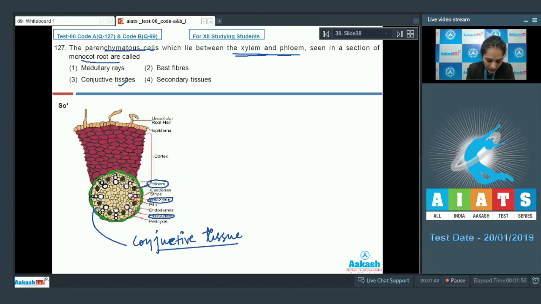So this is correct. Medullary rays, no. In stem, the parenchymatous cells present between two vascular bundles are called the medullary rays. So this option is ruled out. Bast fibers are the phloem fibers. This option is ruled out. Secondary tissues, no, these are not secondary tissues. So the correct option for the given question is option number 3. Let's move on to the next question.